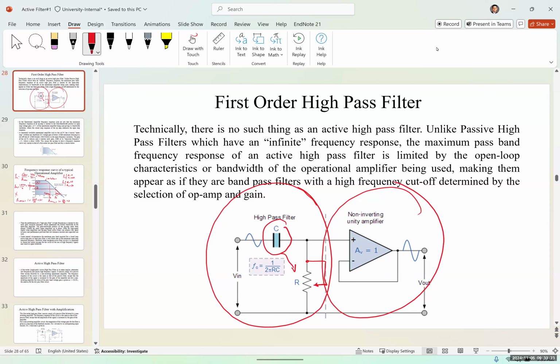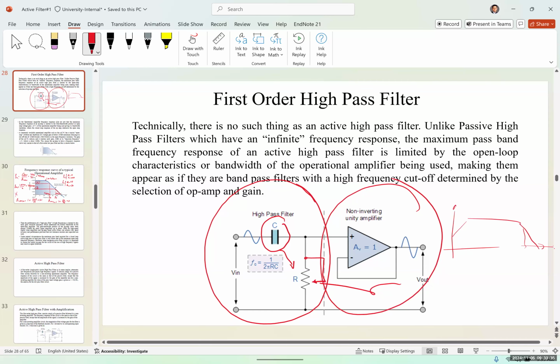We learned that in reality, we don't have such a thing as an active high pass filter, because an op amp itself has an upper cutoff frequency limit. So technically, an active high pass filter is a band pass filter with a very high upper cutoff frequency.